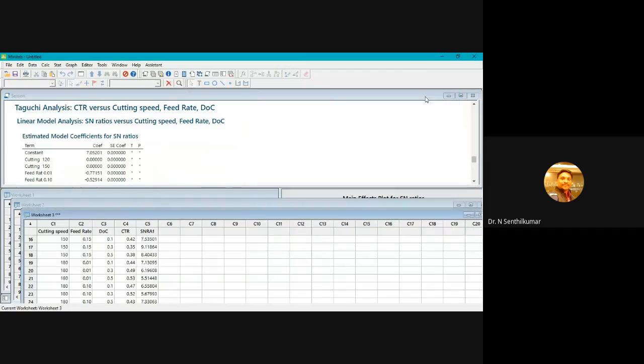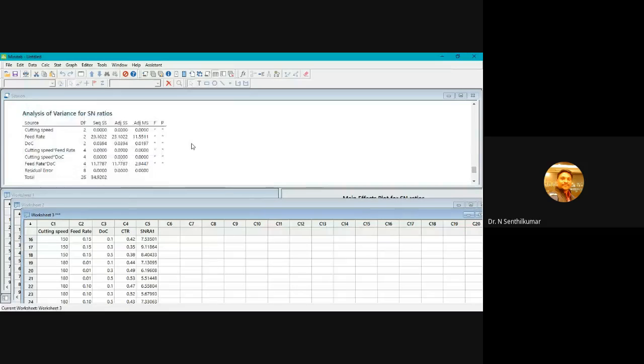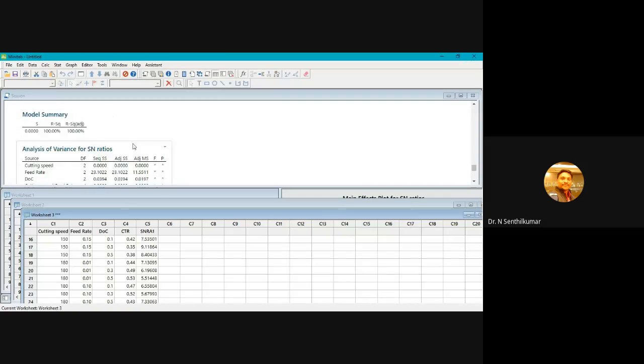Now in the ANOVA also you can see the interaction. Now you can see the F and P values. It is 0 because the R-square value is 100, that is, a perfect model is being built. So that's the problem with L27: we have to select the perfect columns for analysis. Otherwise, it is really tough for us to understand.